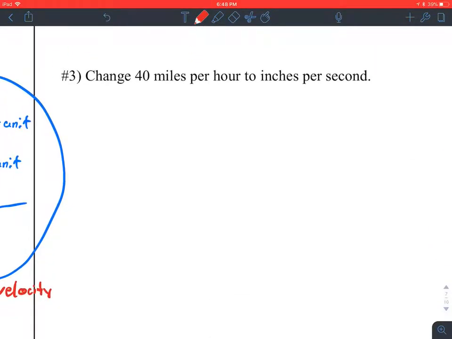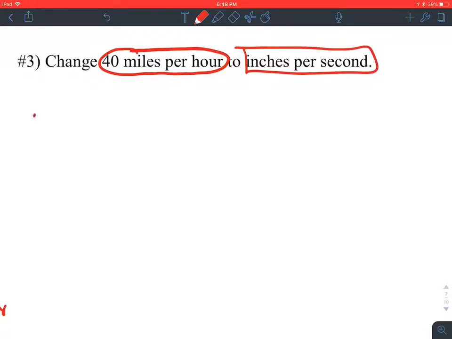Number 3. Change 40 miles per hour to inches per second. So here's the units we're currently in. Here's what we're trying to get to. 40 miles divided by 1 hour times... We need to get miles into inches, hours into seconds. Don't rush into it. Just do one part at a time. These multiple fractions we're going to use can be done in any order.